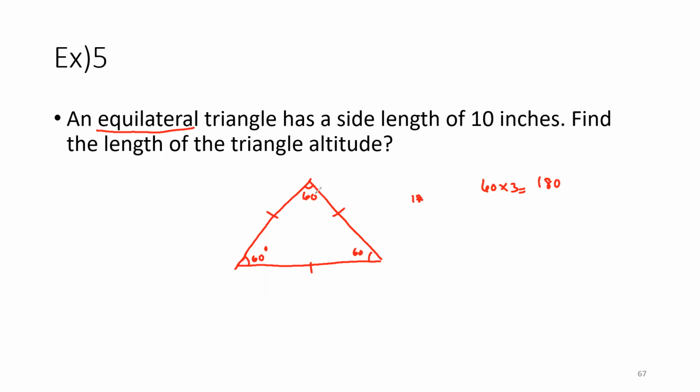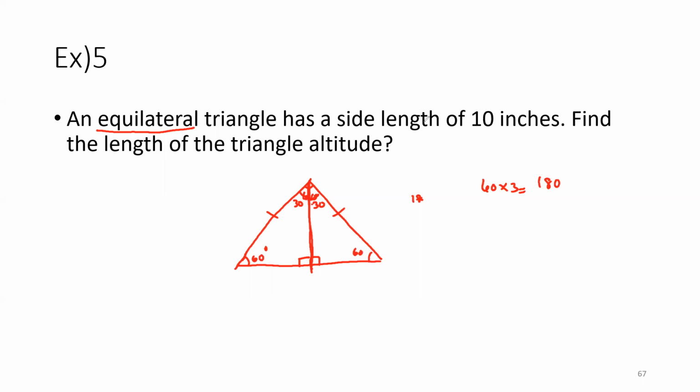So what they want is to find this altitude. What you're doing is putting in an altitude, which splits it into two congruent right triangles, right? From geometry. And this 60 is now going to be broken down into 30, and this is going to be a 30, right? So now what we have is two right 30, 60, 90 triangles.